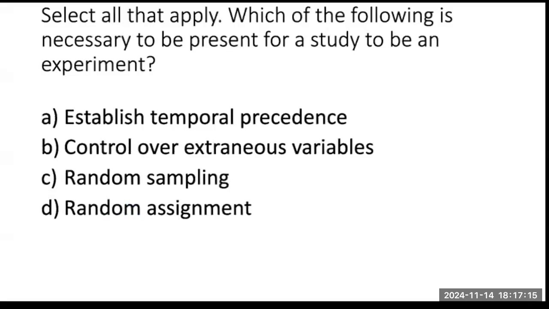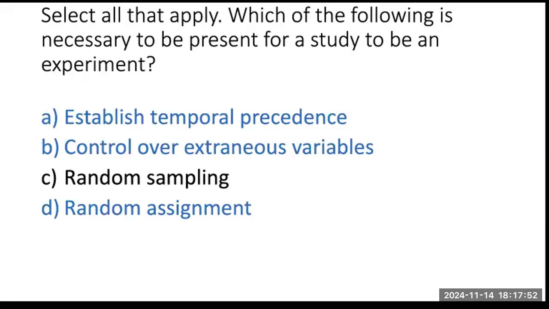Okay, select all that apply. Which of the following is necessary to be present for a study to be an experiment? You need to know there are 3 factors that must be present in order for it to be an experiment. So is it establishing temporal precedence? Is it control over extraneous variables? Is it random sampling, or is it random assignment? Which of the following is necessary?